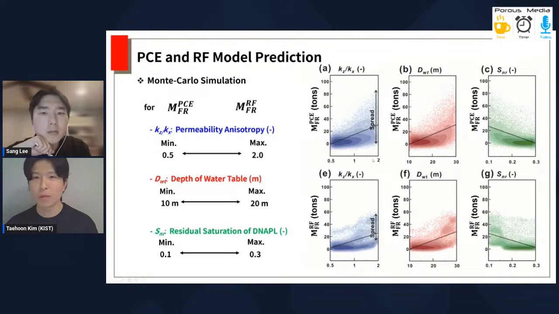And also we can compare the upper part with the bottom part. One represents the PCE predictions, and one represents the random forest predictions. They show similar trend lines, although they have different patterns because of their inherent differences in theoretical backgrounds.